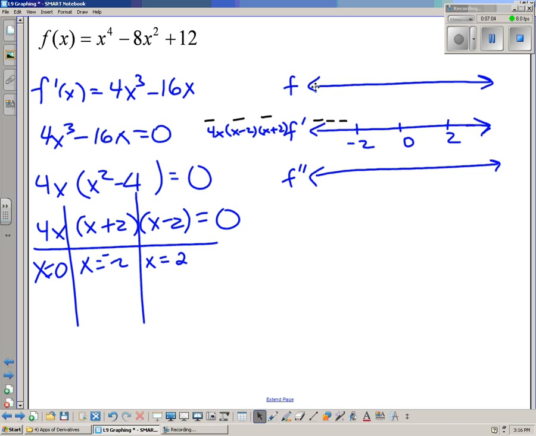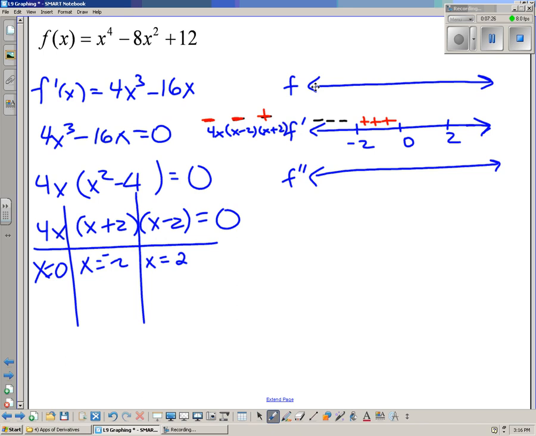Now, in my head, I'm going to plug in negative 1. 4 times negative 1 is still negative. Negative 1 minus 2 is still negative. But negative 1 plus 2 is positive. So a negative times a negative times a positive is a positive. So on that interval of numbers, f prime is positive.